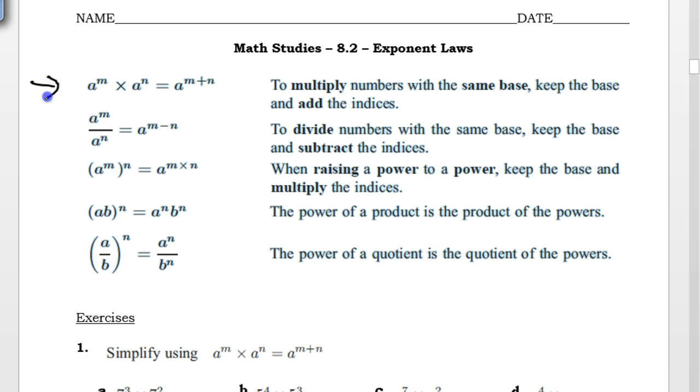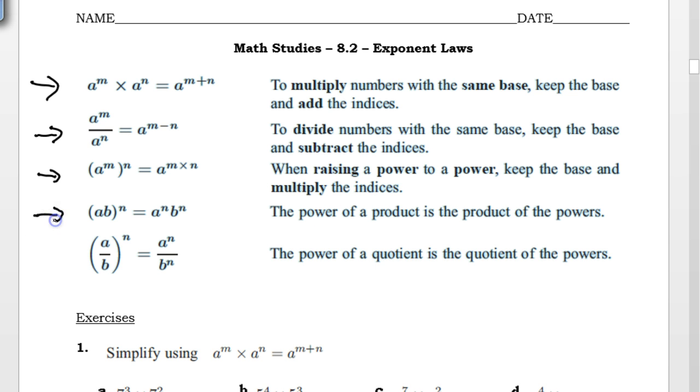Okay, that was the first one. If you're trying to multiply, you're going to add the exponents together. The next one is if you are going to divide, the base stays the same, and you would subtract the exponents. Third rule is if you have a power to a power, you're going to multiply the exponents.